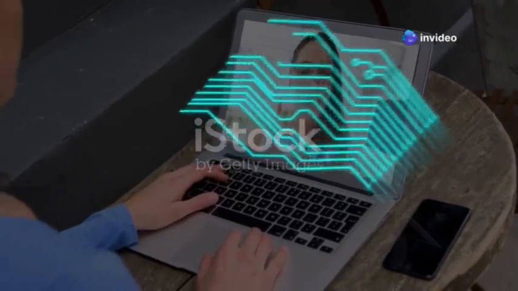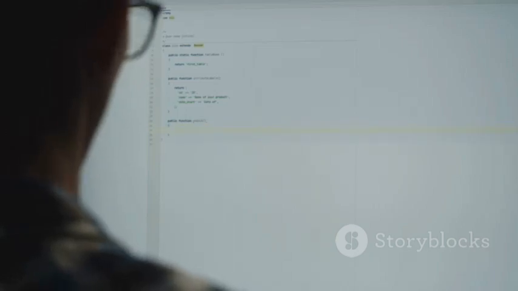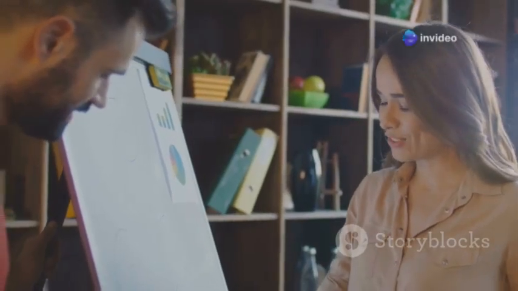Today we're diving into something that's been blowing up lately, Web3. Now, I know what you're thinking. Web3, blockchain, crypto, it all sounds complicated, right? But trust me, once we break it down, it'll all make sense.